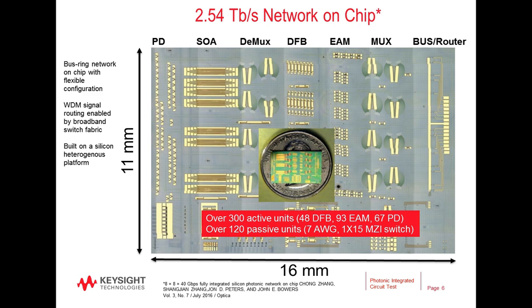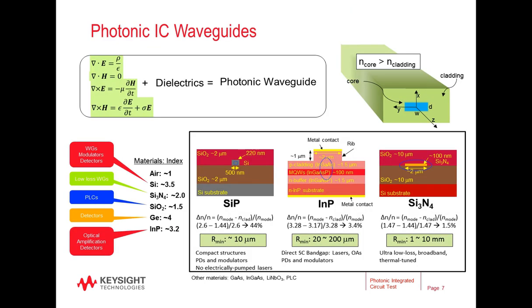An example of the densities with photonic ICs is shown here, where a 2.54 terabit per second WDM-tuned network was realized by UCSB researchers. This photonic IC included 48 lasers, 93 modulators, and 67 photodiodes in addition to 120 passive elements. The inset shows the PIC relative to a quarter coin. This chip is further evidence of the tremendous advances in photonic ICs.